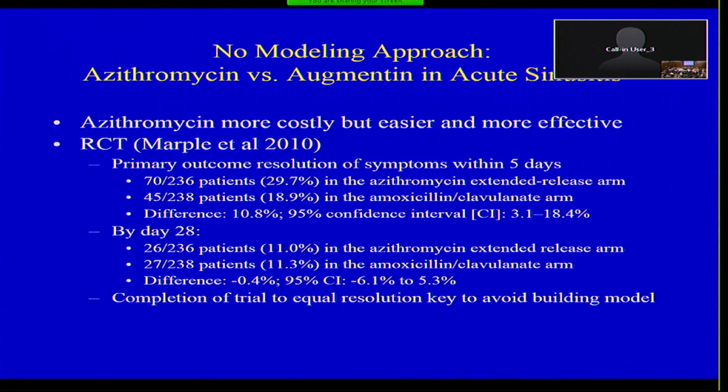Very briefly, the no modeling approach is where you look for interventions where you can see a randomized trial where people are randomized to the two treatments and followed essentially to completion. In this case, azithromycin versus augmentin for acute sinusitis. The basic RCT showed that azithromycin did a little better within 5 days in terms of resolving symptoms, but by 28 days, there was no difference. And so the trial captured, through all its measurements, the full distribution of that outcome.